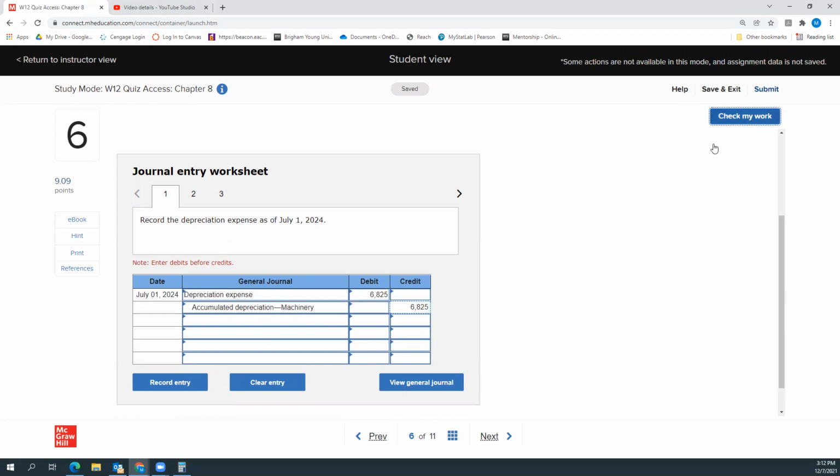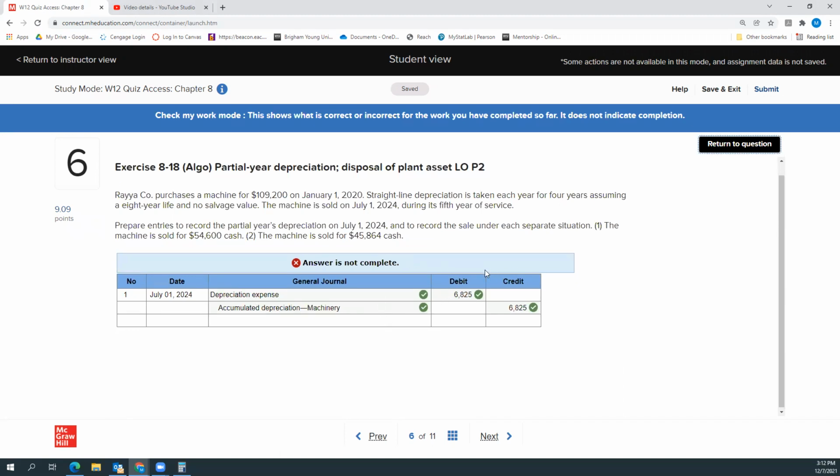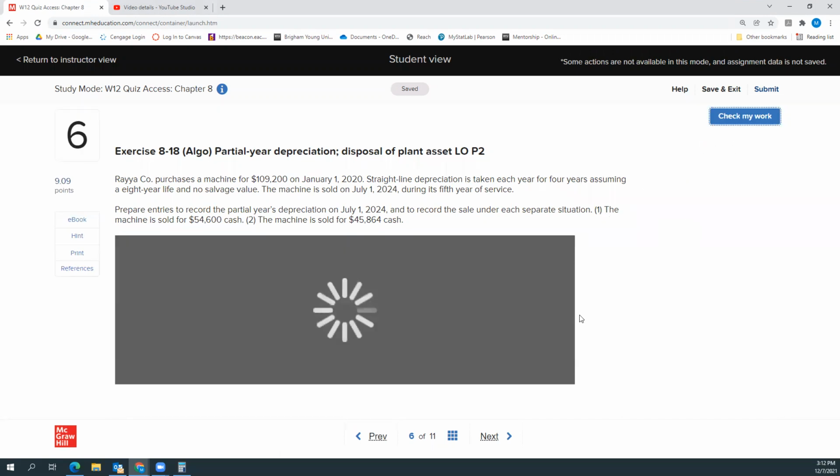2024. I'll check my work, just because it will play into my next one. It's telling me my answer is not complete because I haven't done the rest of it, but I wanted to make sure that was right before we move forward.